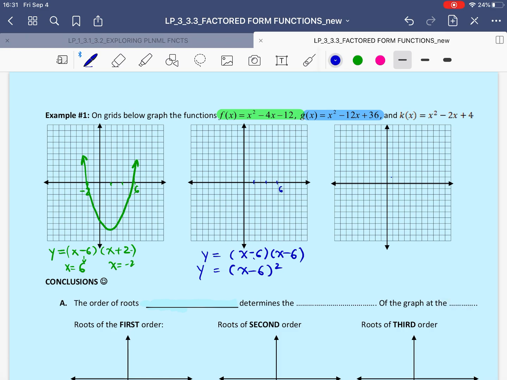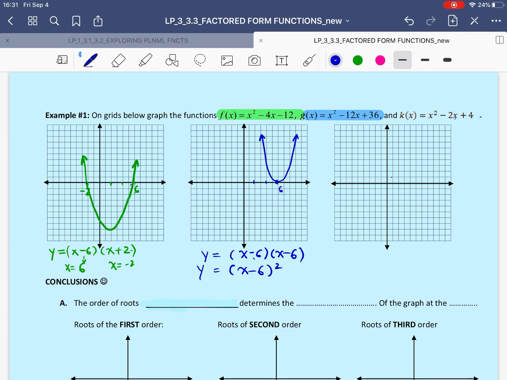So 1, 2, 4, 6 here. The graph will be a parabolic shape that opens up. And we're going to say that the x-intercept, which is right here, will be a turning point for the graph. So notice how a second order root gives a turning point, while a first order just gets through the line or the axis.